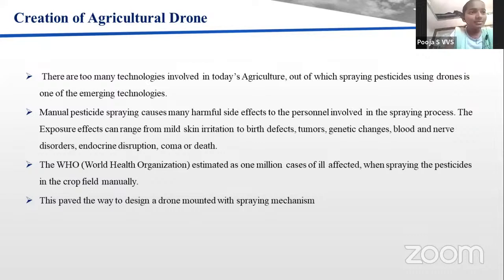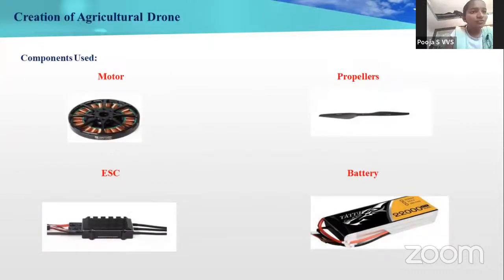This paved the way to design a drone mounted with a spraying mechanism. Creation of agriculture drone: the parts and components used. First one, motor. The motor is used to spin the propellers of multirotor drones to enable them to fly. Next, propellers are devices that transform rotary motion into linear thrust. ESCs, electronic speed controllers, are devices that allow the drone flight controller to control and adjust the speed of the motors.